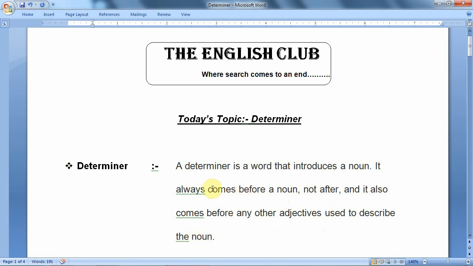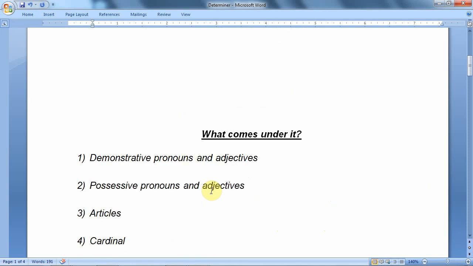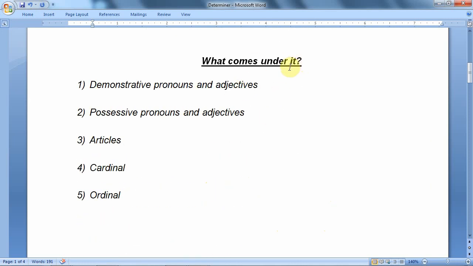For further detail, we will go for the explanation. Now, determiner. What comes under it? Demonstrative pronouns and adjectives. Possessive pronouns and adjectives. We have already learned both of these topics in pronouns itself. Articles. The third part. Cardinal and ordinal. We will go through all these topics in detail, so do not worry about it. Each and every part of this determiner will be explained to you.